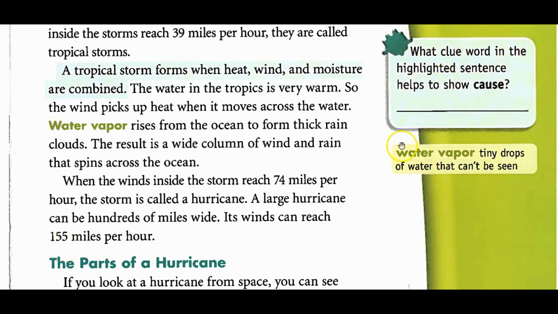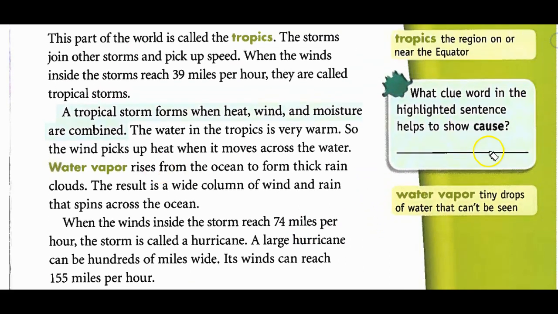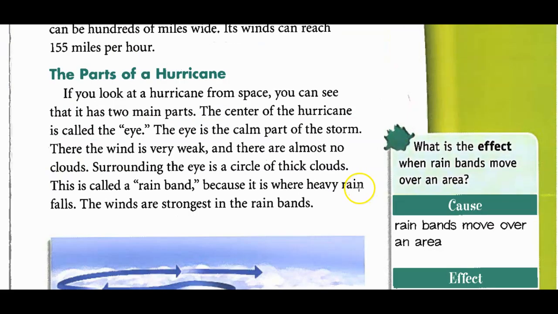It says what clue word in the highlighted sentence helps to show cause? It's just one word. So a tropical storm forms, what's the next word? A tropical storm forms when. So that word, when, is going to tell you how it's formed. When.